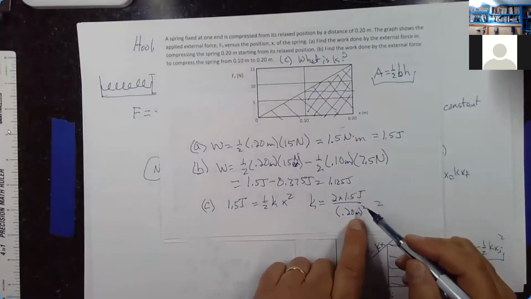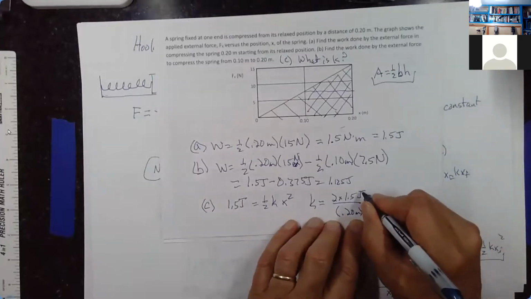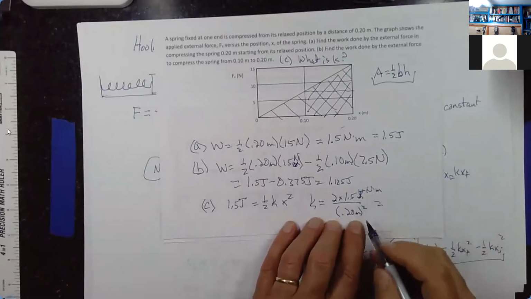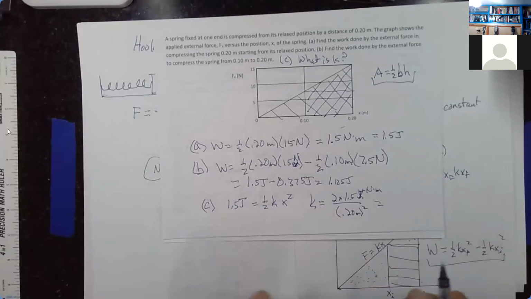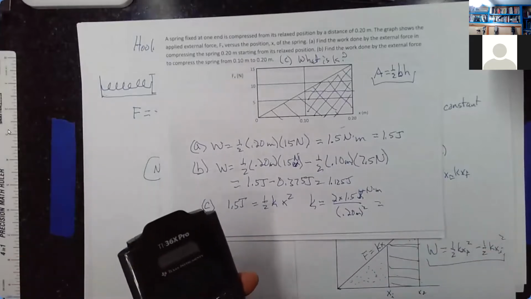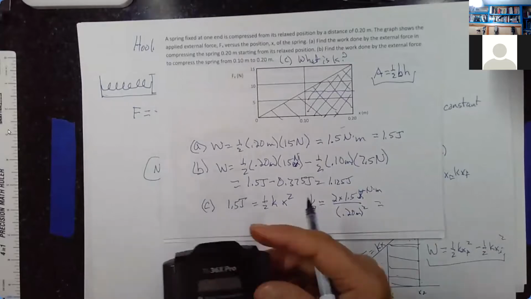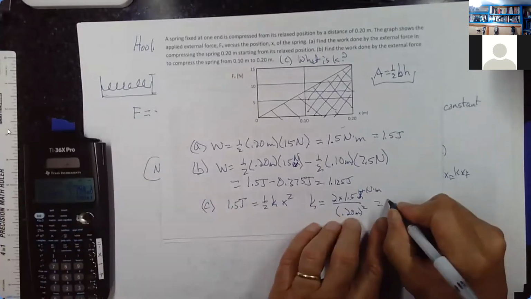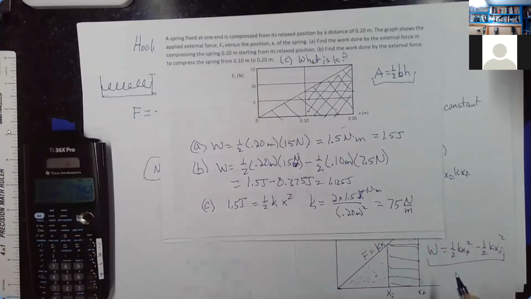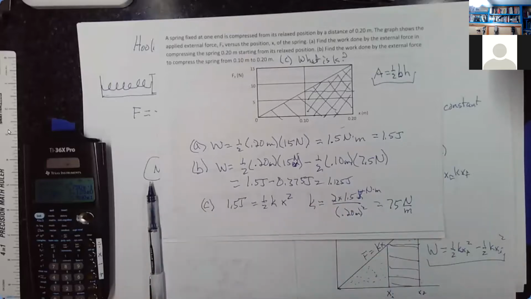And I will get newtons per meter. If I think of this, instead of a joule, as a newton meter, then a newton meter divided by a meter squared is going to be a newton per meter. And I'll get 3 divided by 0.2 squared, which is 75 newtons per meter. That's the spring constant for the particular one that we're dealing with here. So that was an additional question that I tagged on there.